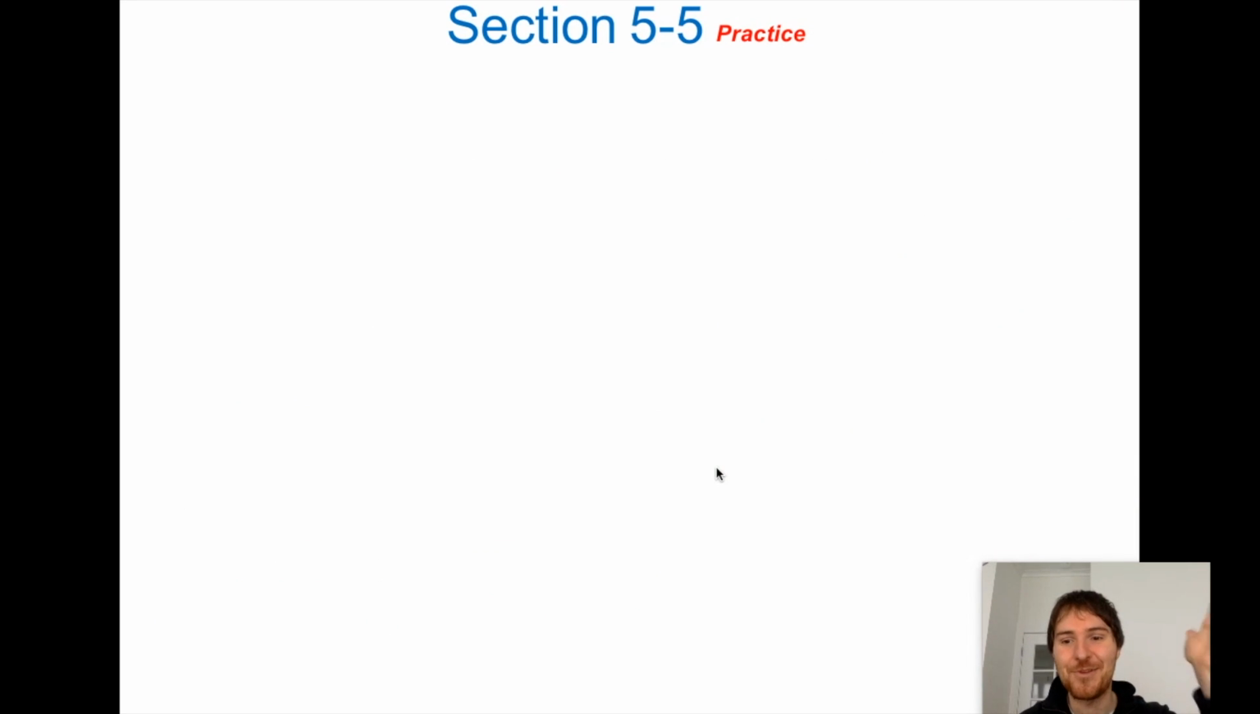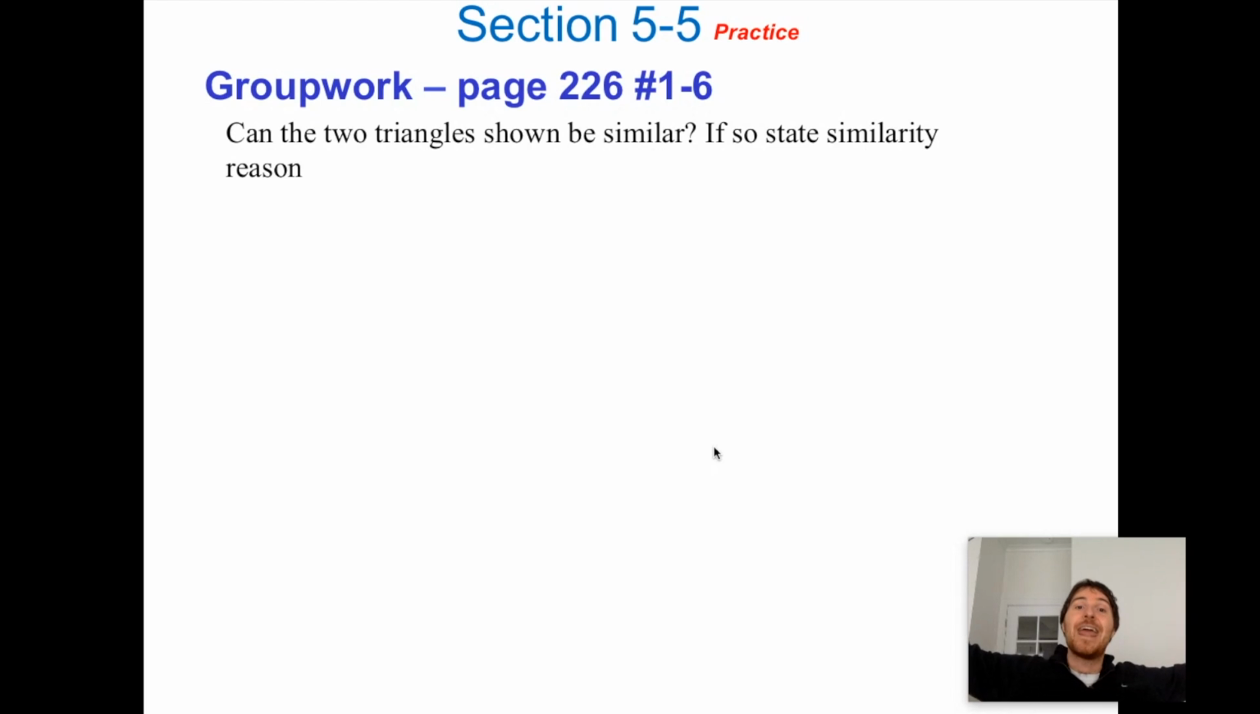All right, we got another one for you guys that I usually do in class as a normal lesson, and I'm like, hey, go do your homework. So give this one a shot here. Can the two triangles shown be similar to one another? If so, state the similarity reason.